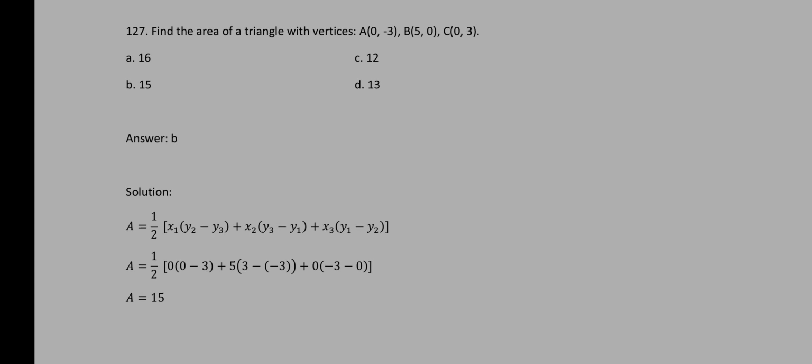127, find the area of the rectangle with vertices. A, coordinates niya 0, negative 3. Yung B, coordinates niya 5, 0. Yung C, coordinates niya is 0, 3. Sagot daw dyan ay letter B.